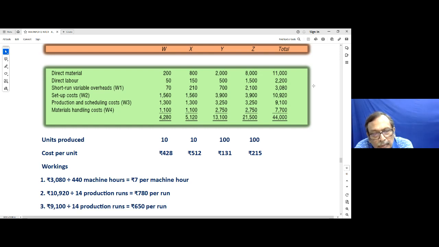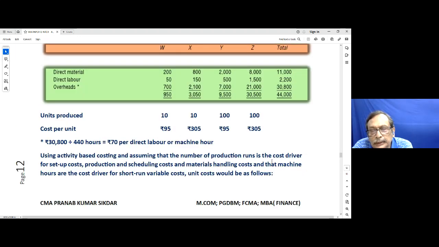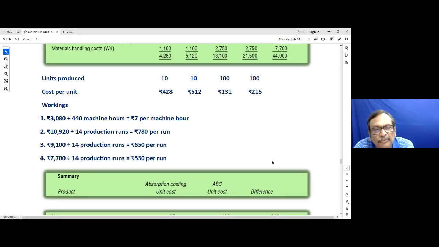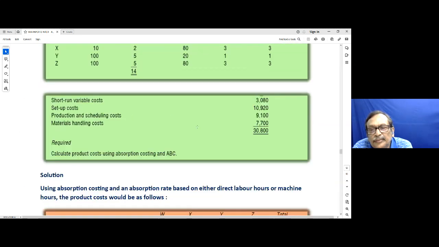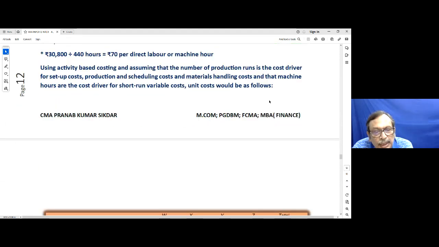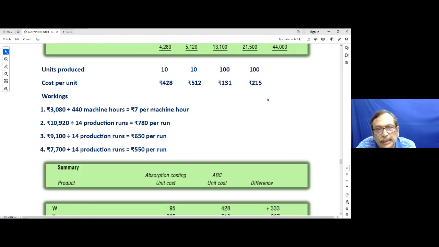Now, workings. Short run variable cost is rupees 3,080, so 3,080 divided by 440, which is the total machine hours. It comes to rupees 7 per machine hour.